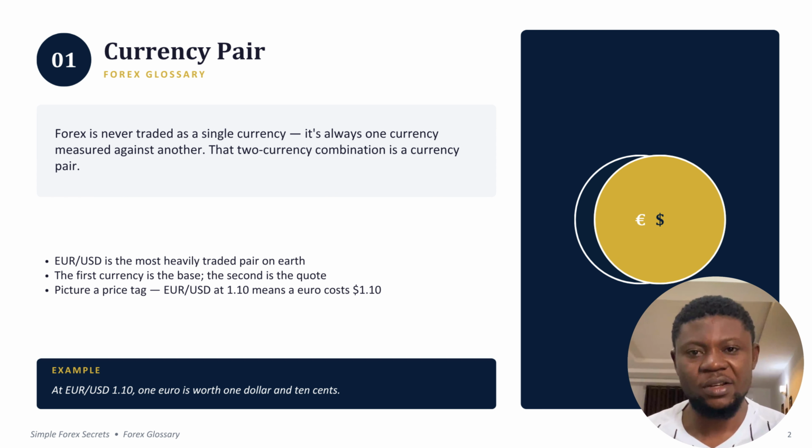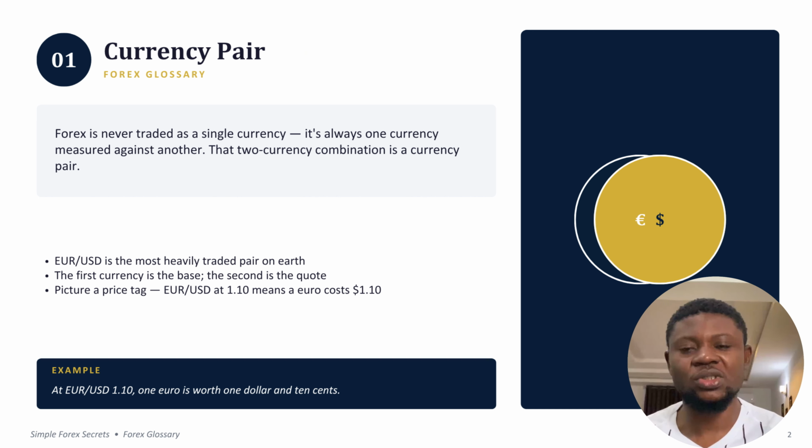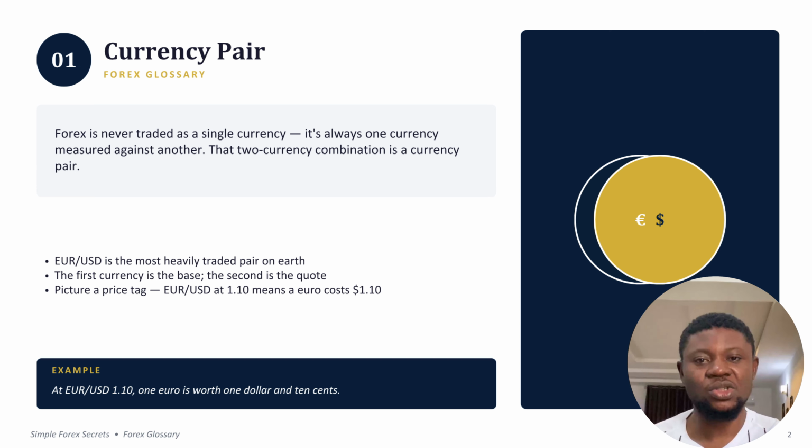Here's a real life analogy. Think of it like a price tag. When Euro USD is at 1.10, that means 1 euro costs $1.10. When price goes up, it means the euro is getting stronger. And when price goes down, it means the dollar is getting stronger.